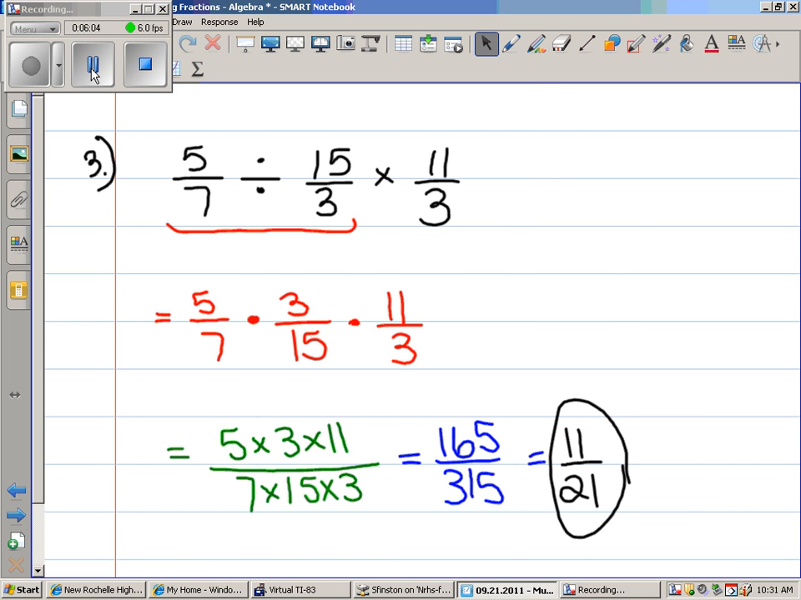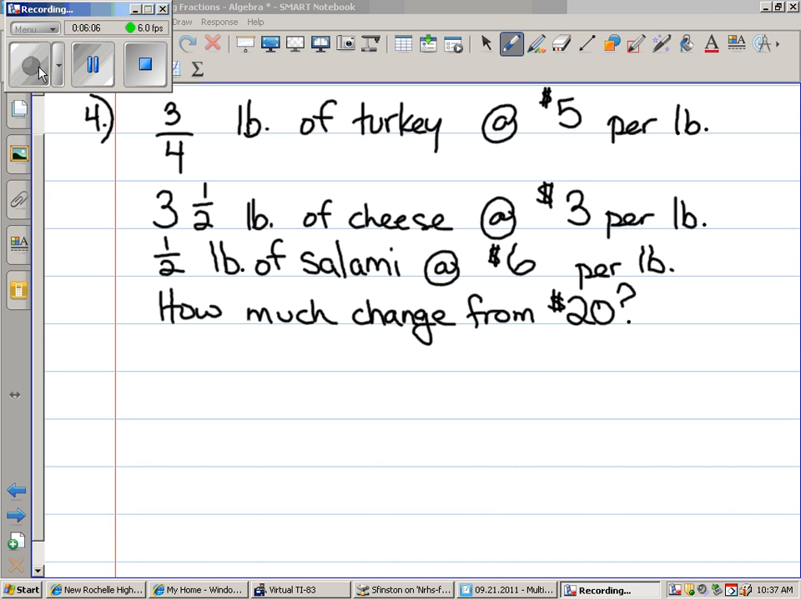Okay, so let's do this. We get 3/4 pound of turkey. 3/4 pound of turkey at $5 a pound. Are you going to pay more than $5 or less than $5 for it? Less than $5. We only got 3/4 of it. Here's how you find it out. You find out how much you're going to pay by doing 3/4 times 5.